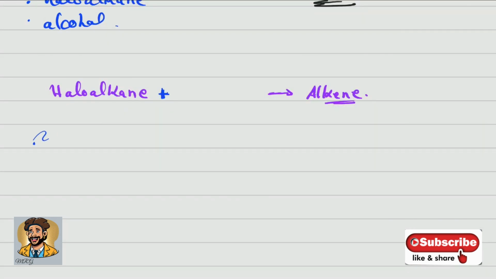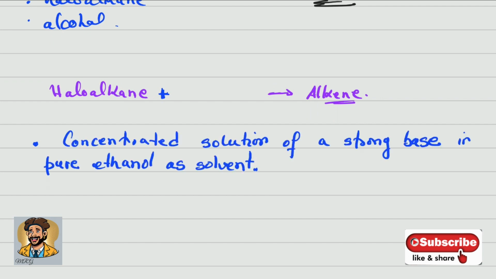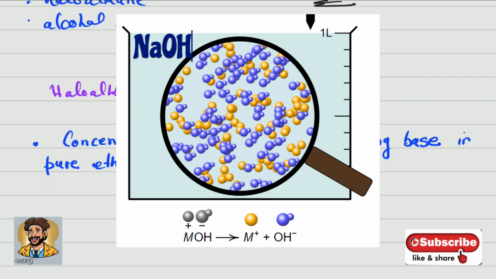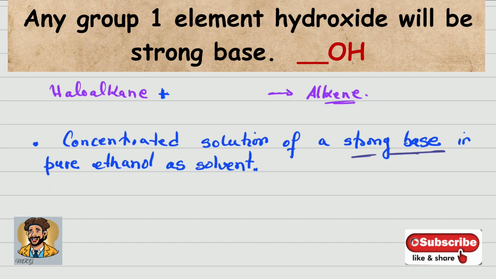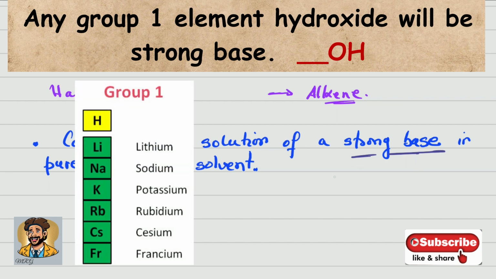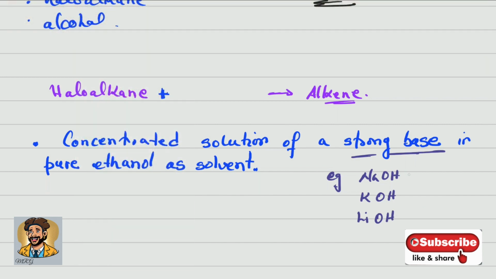The first condition is that you need a concentrated solution of a strong base in pure ethanol as solvent. Okay, so for example, what is a strong base? Which ones are the strong bases? Any group 1 element hydroxide is a strong base. For example, it could be NaOH, or it could be KOH, or even LiOH. Those are strong bases. Those are examples of strong bases.